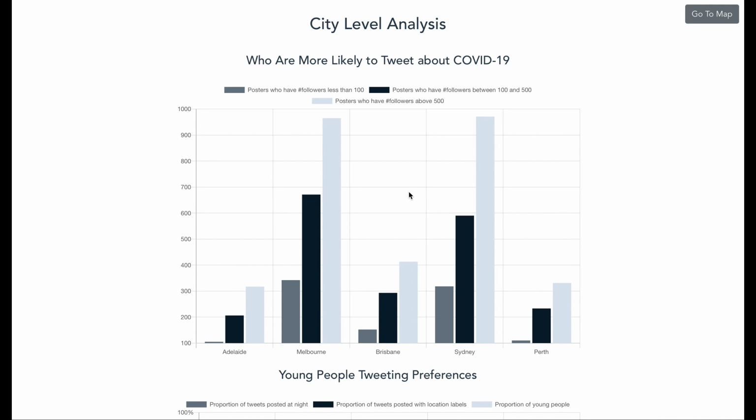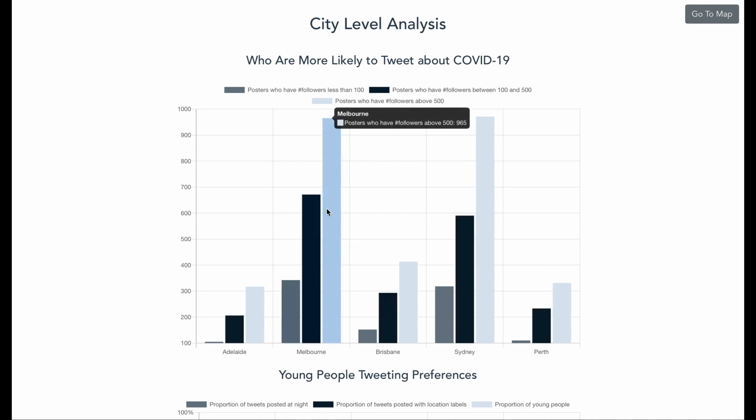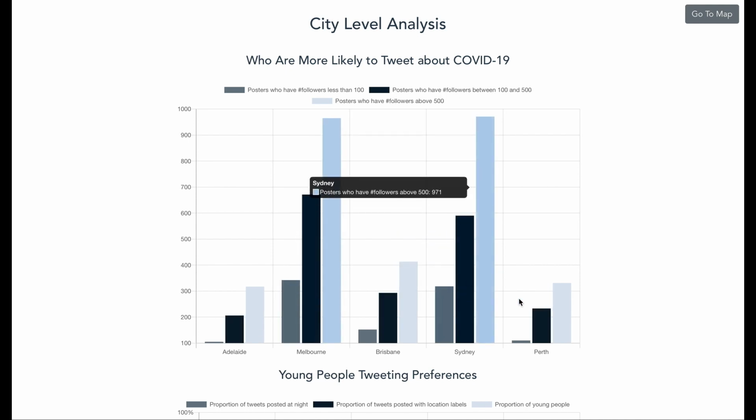As a result, we can see that our assumption is correct, and a larger proportion of the tweets that mentioned coronavirus are from Twitter users who have more than 500 followers, but only a few of them were tweeted by users who have less than 100 followers. The situation in each city is basically the same.